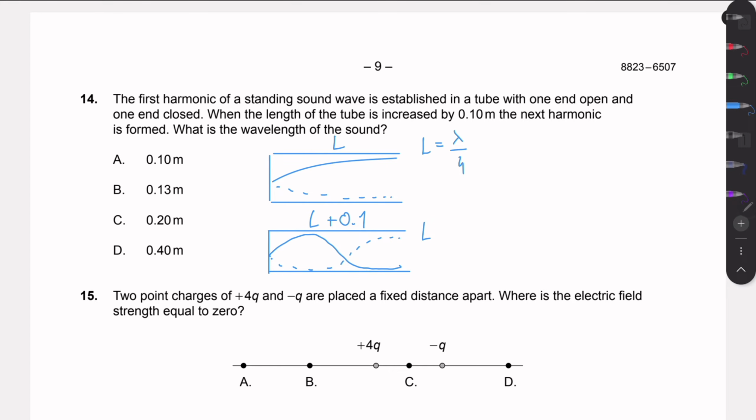So here, L plus 0.1 is just going to be 3/4 of the wavelength, like this, as 3/4 of the wave are present in here. So, well, we know that L is lambda over 4. So if we plug this in, L plus 0.1 is equal to 3/4 lambda. We can subtract lambda over 4. So we'll have lambda over 2 here. And so lambda is 0.2. So C.